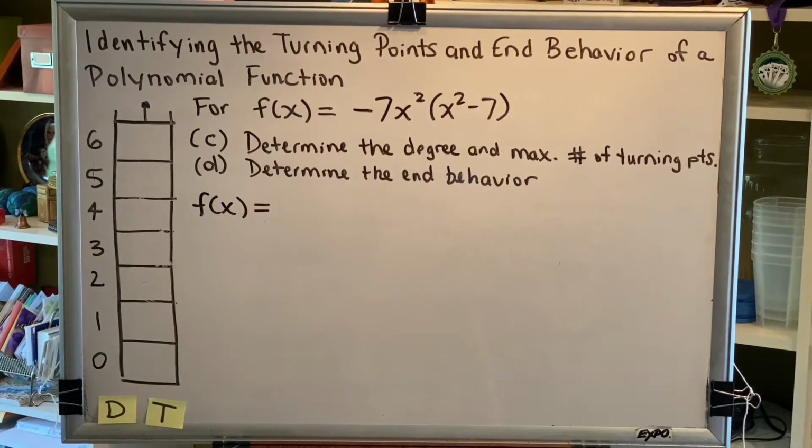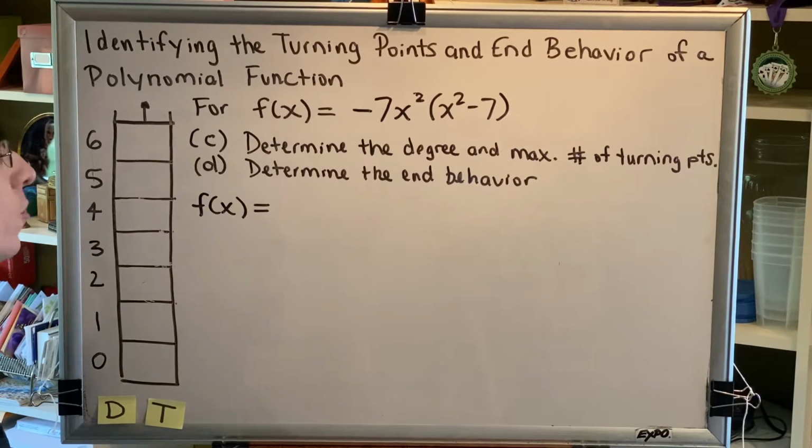The topic of this video is identifying the turning points and end behavior of a polynomial function. Let's look at a problem. For f of x equals negative 7x squared times the difference x squared minus 7, part C, determine the degree and maximum number of turning points, part D, determine the end behavior.